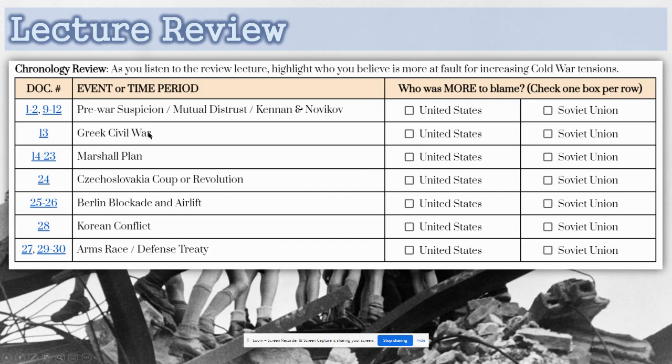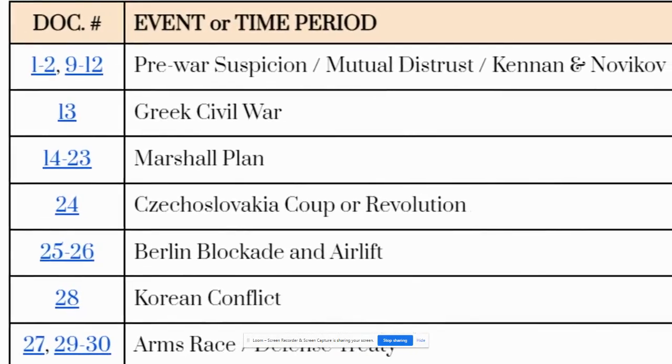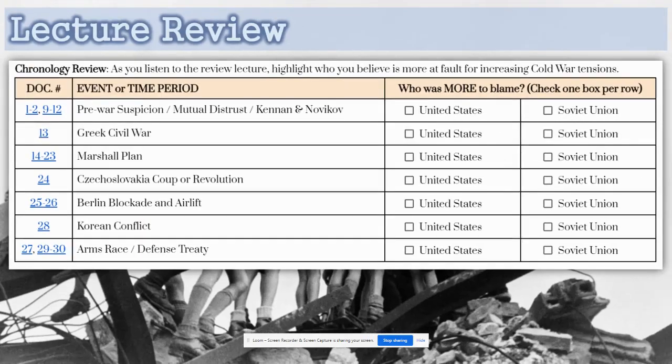And there are documents associated on the left-hand side. So you can take a look at each event and also the documents that are linked for each one. But what we want to do is take a look at, in the end, who is more to blame, the United States or the Soviet Union, in starting the Cold War.